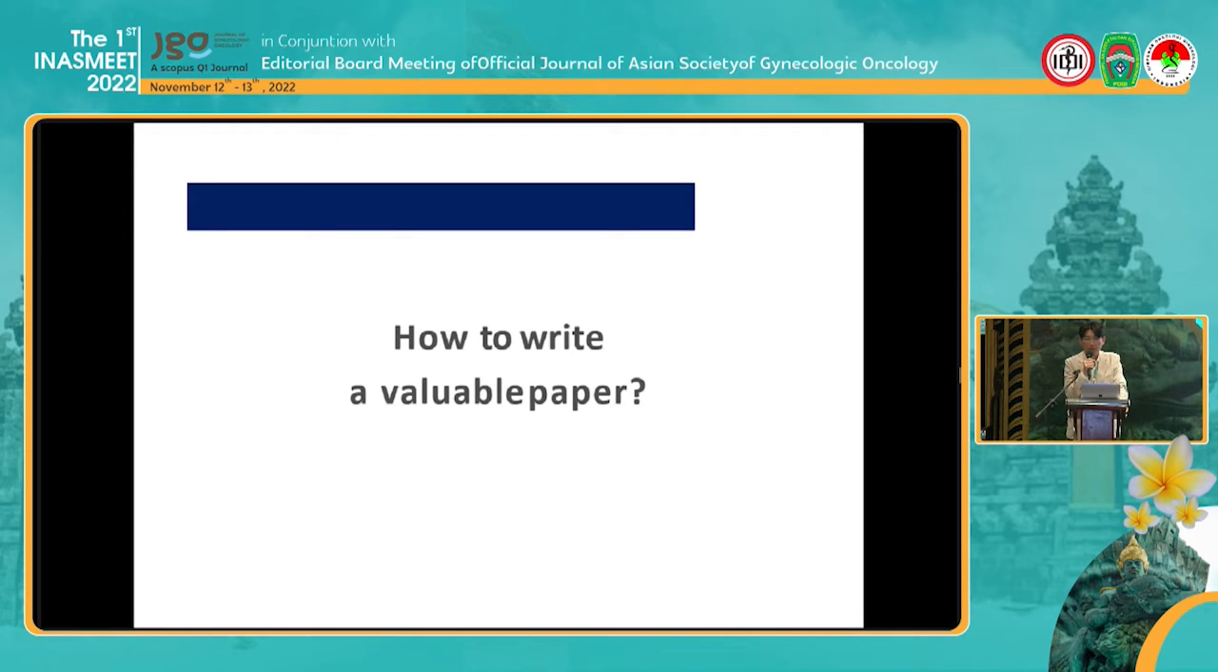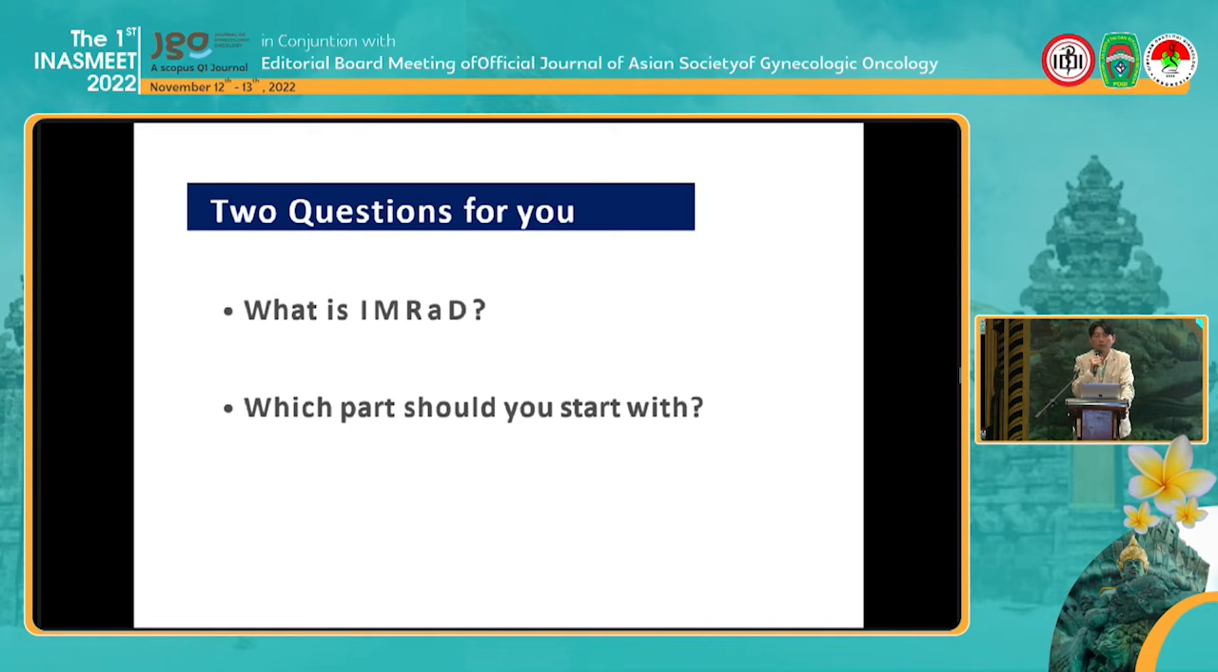And the second topic is how to write a valuable paper. Before preparing the manuscript, there are two questions for you. The first one is, what is IMRAD: Introduction, Method, Result, and Discussion? And which part should you start with regarding IMRAD writing?